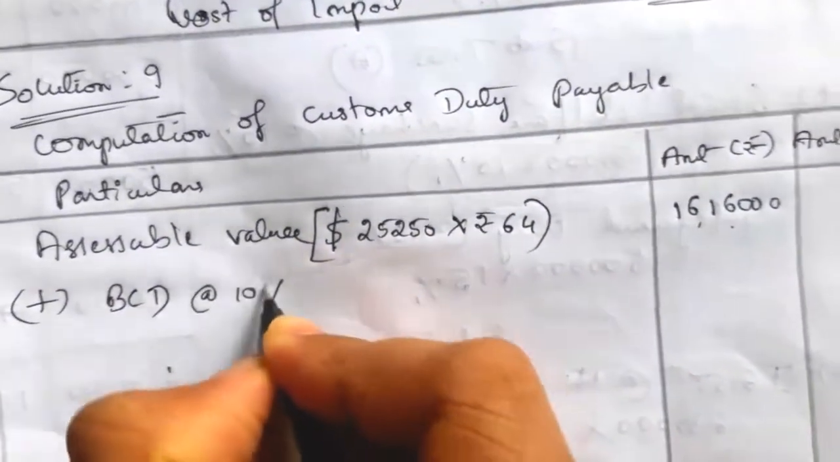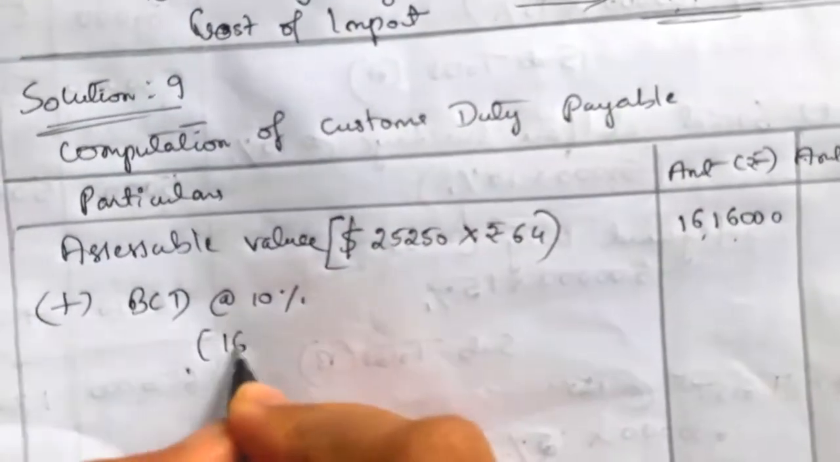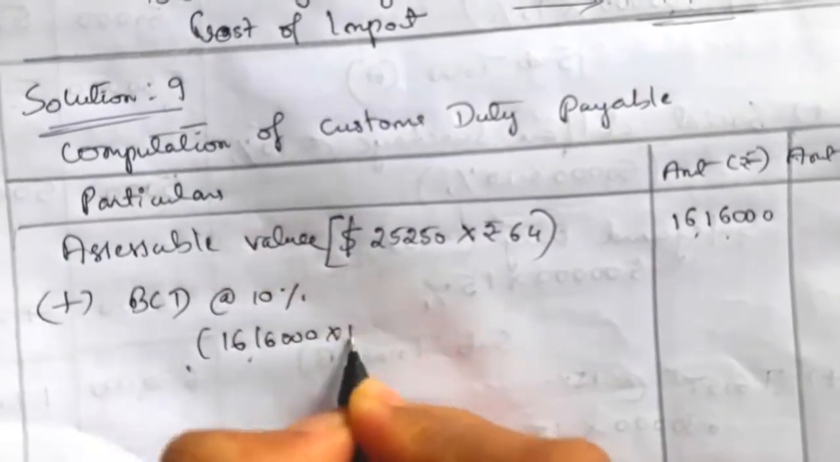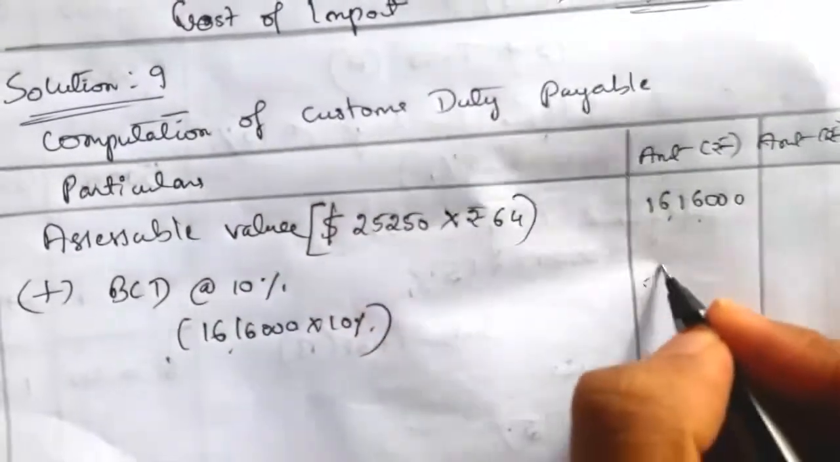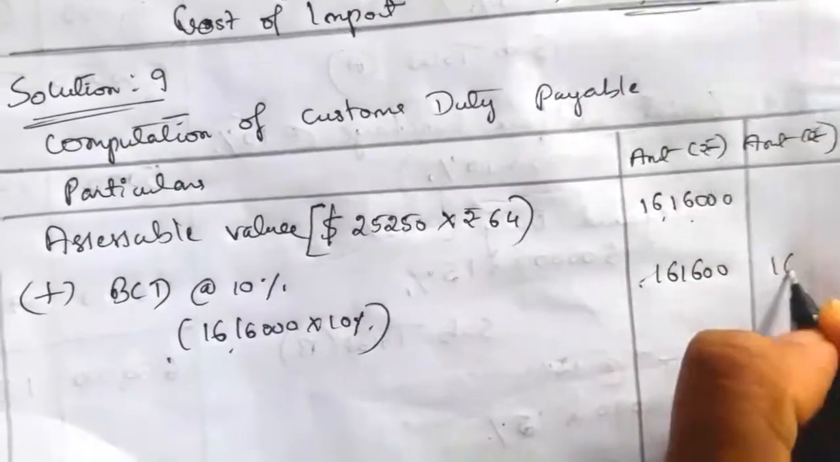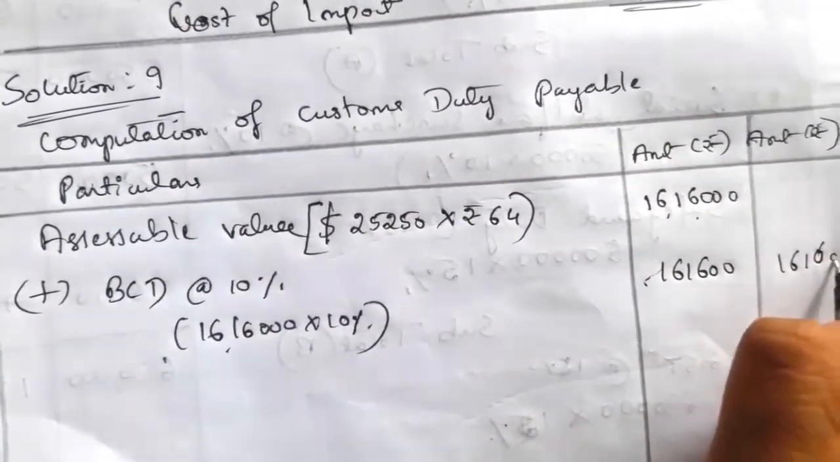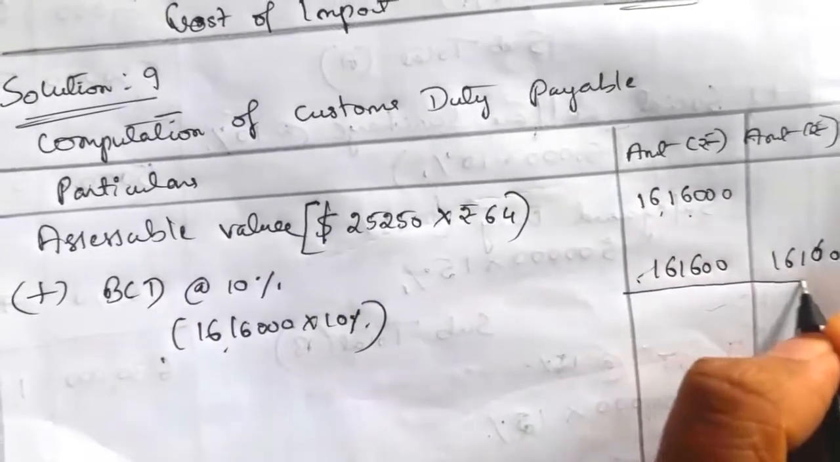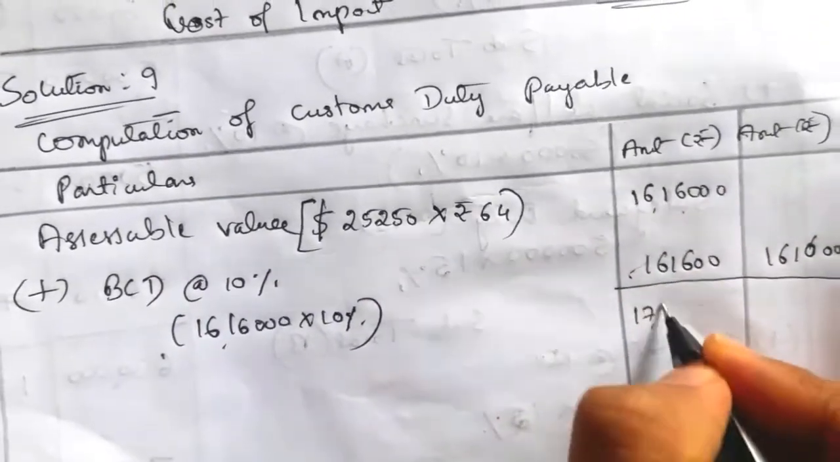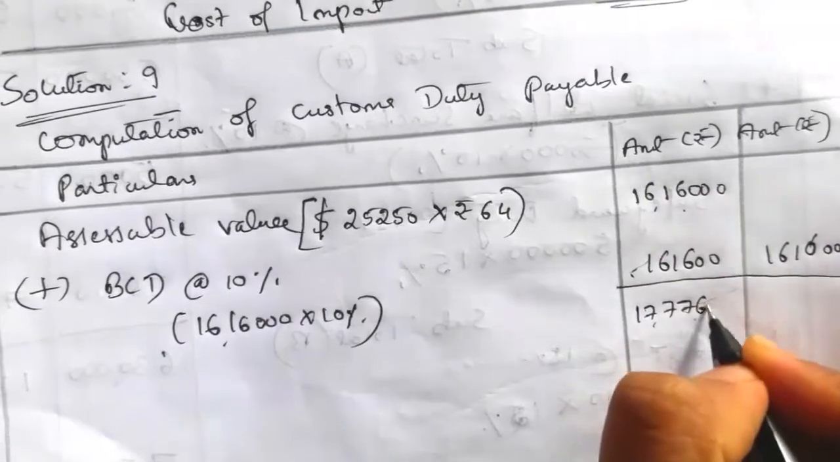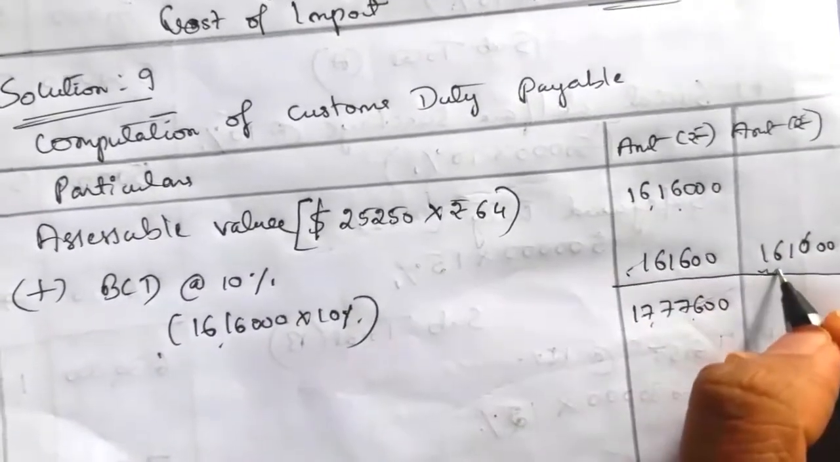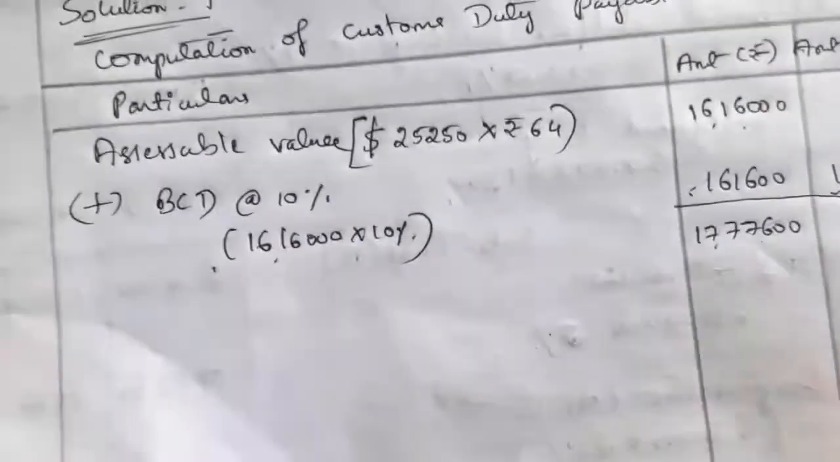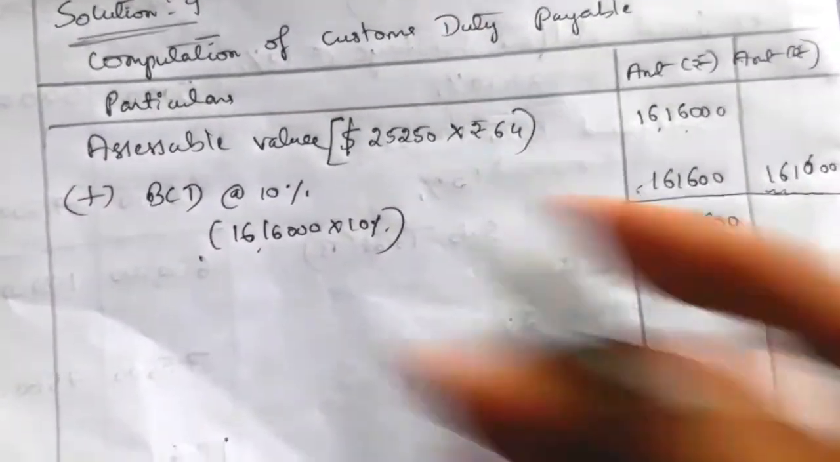Next we have to add BCD. BCD is calculated at how much? It is at 10 percent. So BCD at 10 percent is calculated on 16,16,000 into 10 percent, that is 1,61,600. Now total it. That is 17,77,600. Next we have to add NCCD.